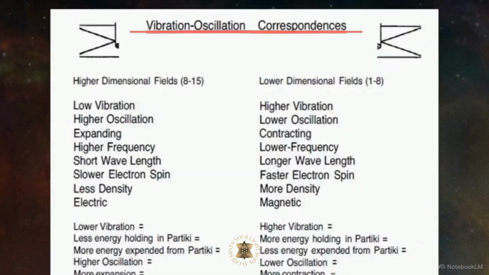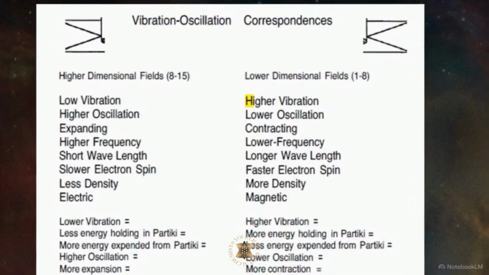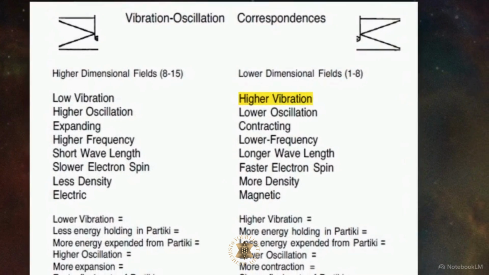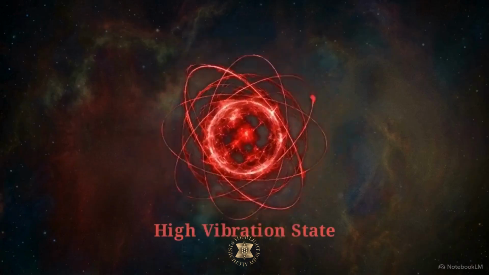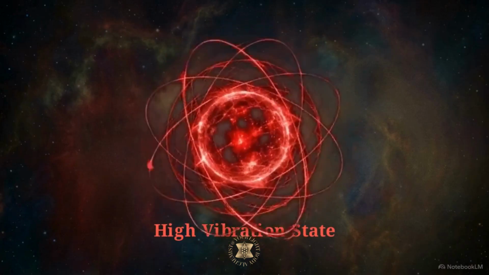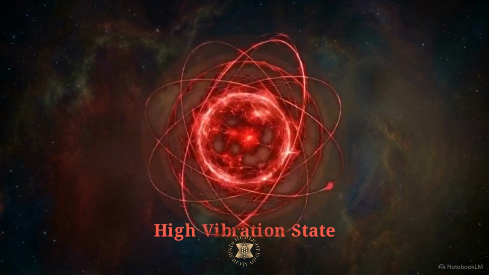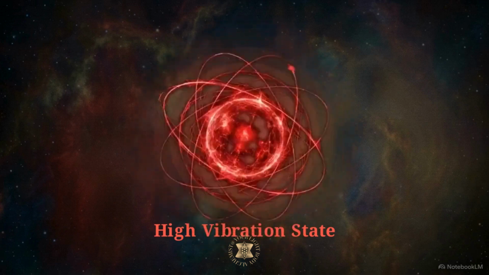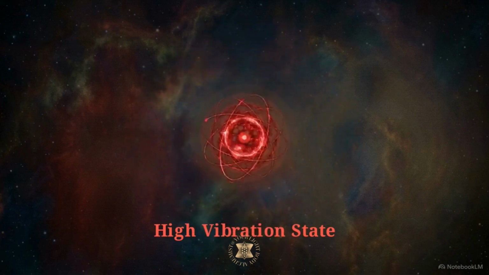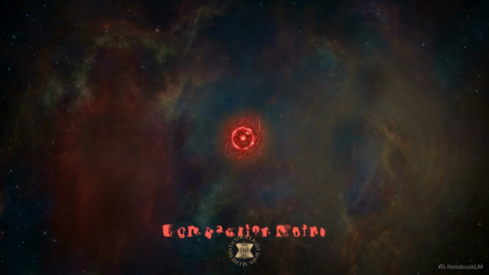This chart on vibration and oscillation correspondences defines the mechanics. High vibration refers to energy held tightly inside the system, creating a state of constant contraction and extreme physical density. At the micro level, this creates a highly volatile, high-speed internal electron rotation. This rapid movement magnetically constrains the system's energy, forcing it into a state of compaction.